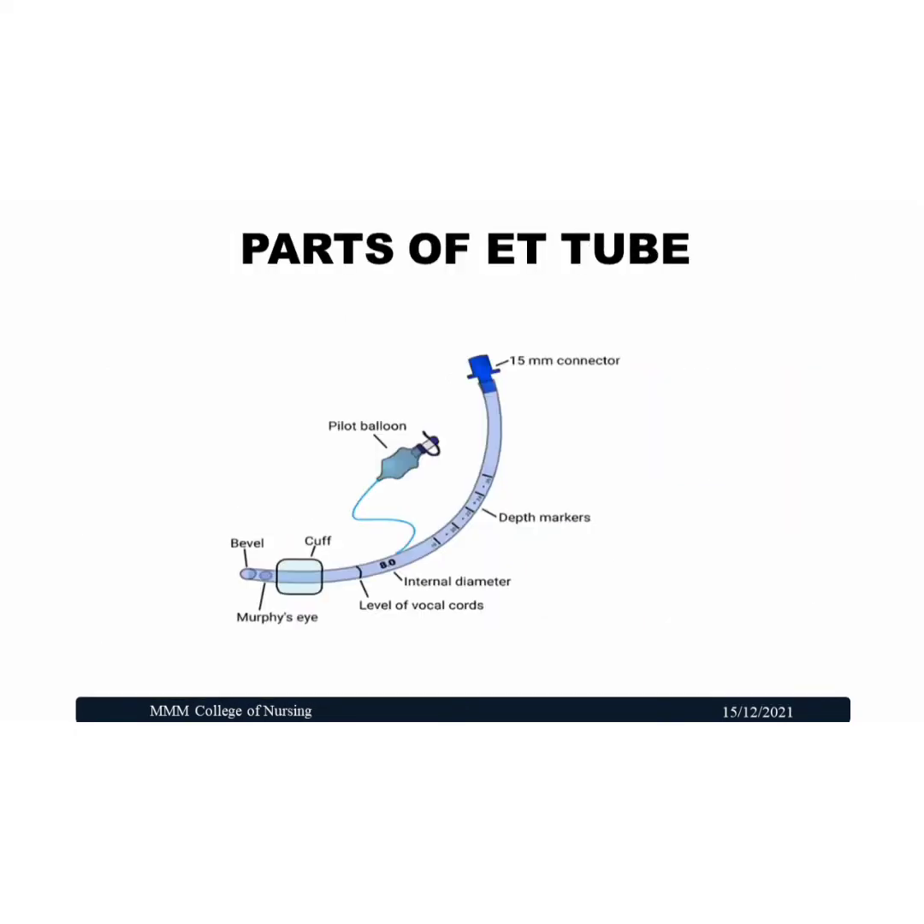Parts of the endotracheal tube. This is the 15 mm connector, which is connected to the oxygen source. This is the internal diameter and depth marker. This is the level of the vocal cords and Murphy's eye. This is the pivot to the tip of the tube, this is the cuff, and this is the pilot balloon, which is the way of inflating the cuff.